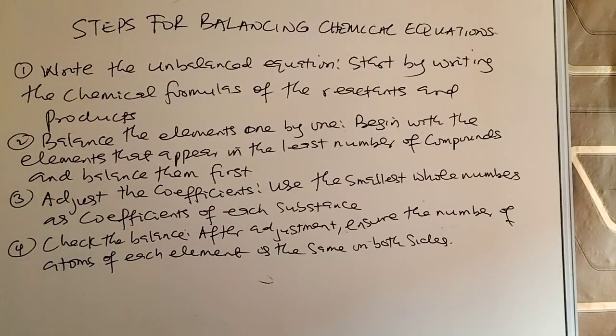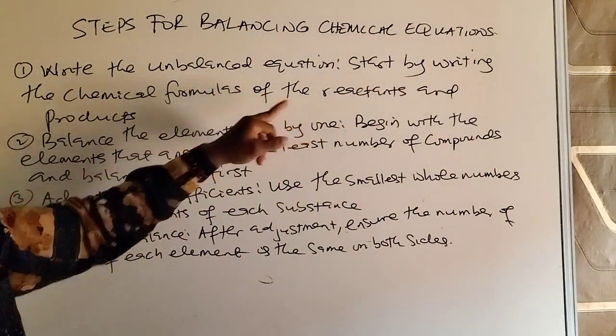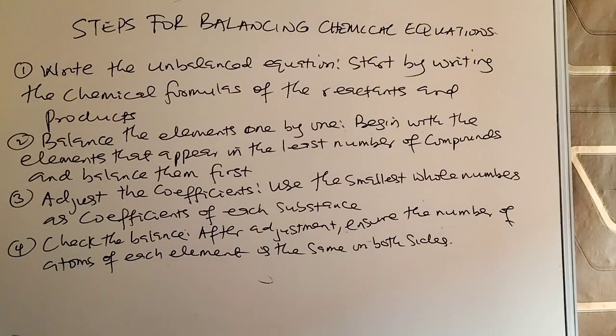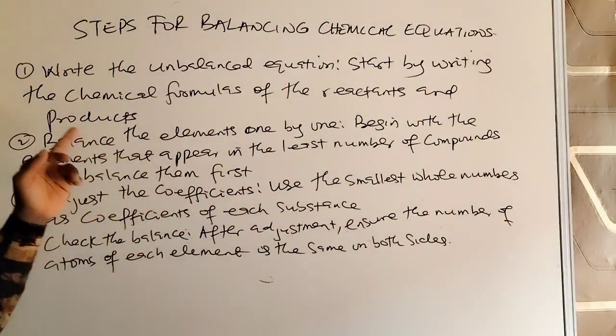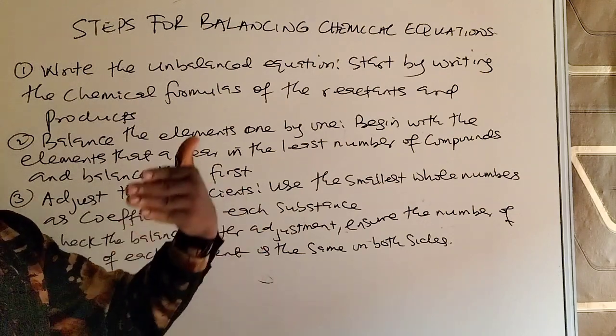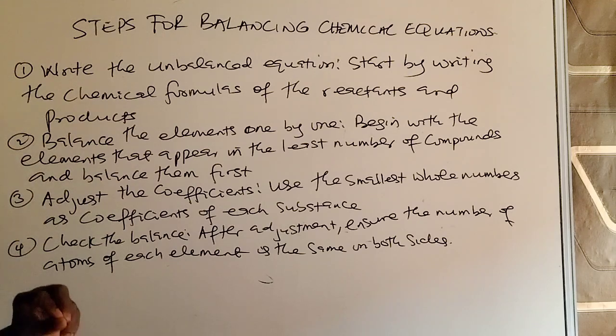So we'll now go to the steps involved in balancing a chemical equation. The first step says, write the unbalanced equation. Start by writing the chemical formulas of the reactants and the products. So for you to balance an equation, you must know the equation you want to balance. You must know the reactants, their formulas. You must also know the products that should be produced, and also their formulas if there's more than one product.